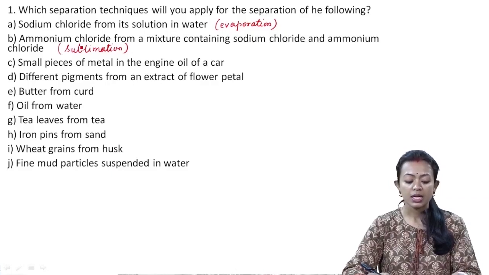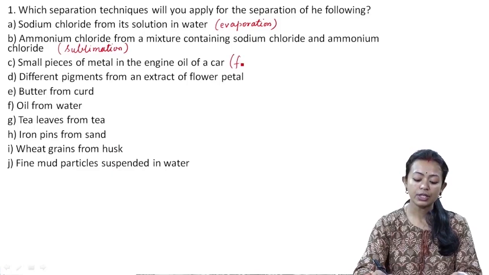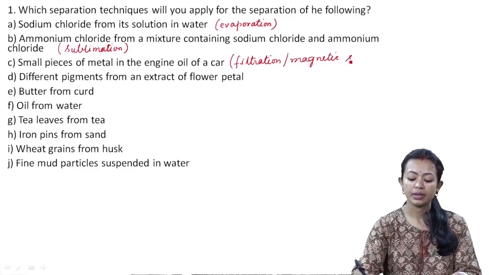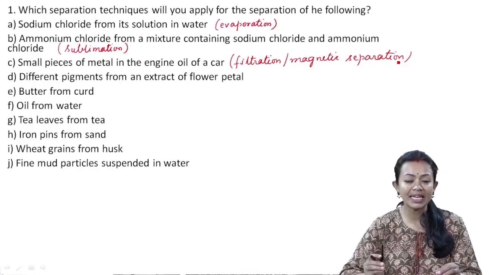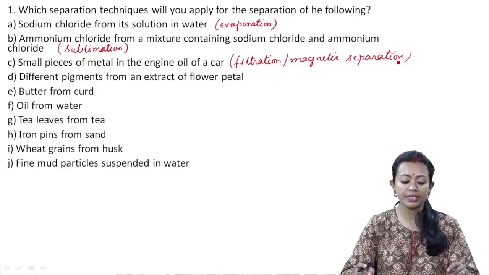Number C, small pieces of metal in the engine oil of a car. Now, how would you do it? Yes, definitely. Either you can do it through the process of filtration or by the magnetic separation method. In the magnetic separation method, you will take a magnet, put it inside, you would see that all iron pieces will cling to it because it is a magnetic substance, and iron can be separated from engine oil.